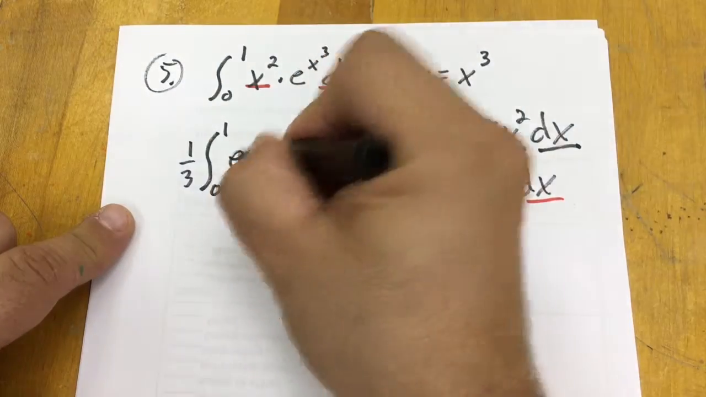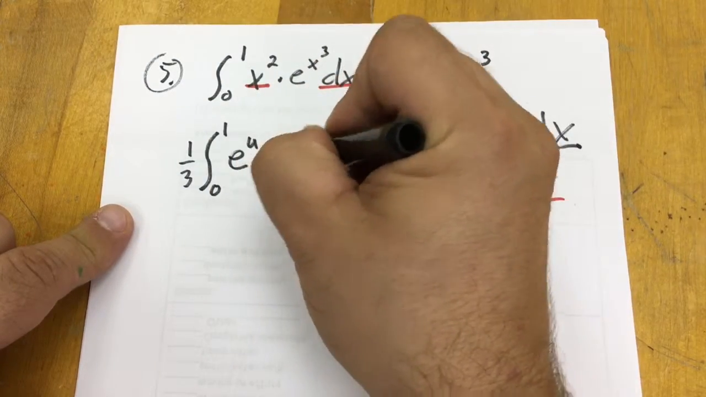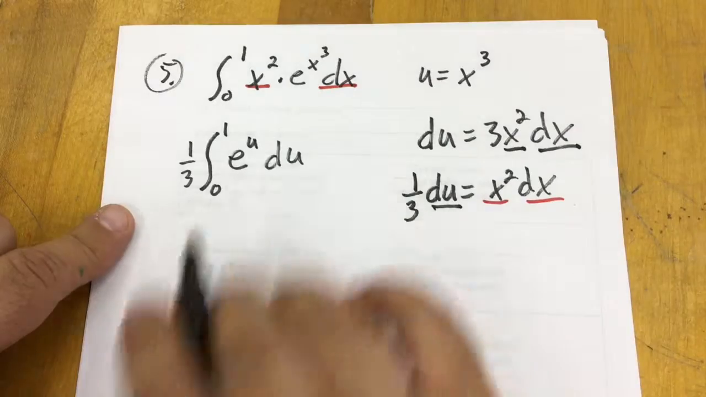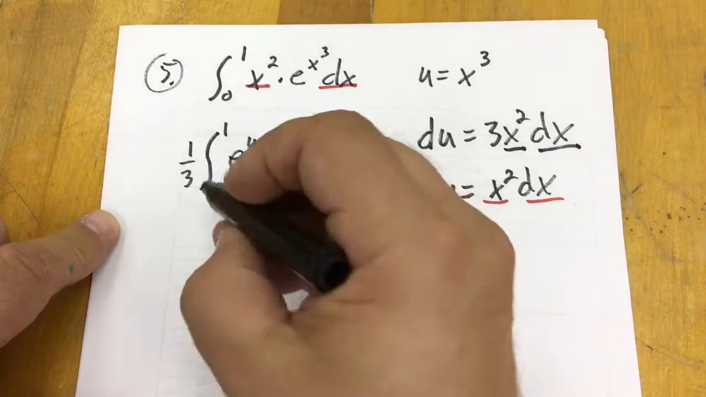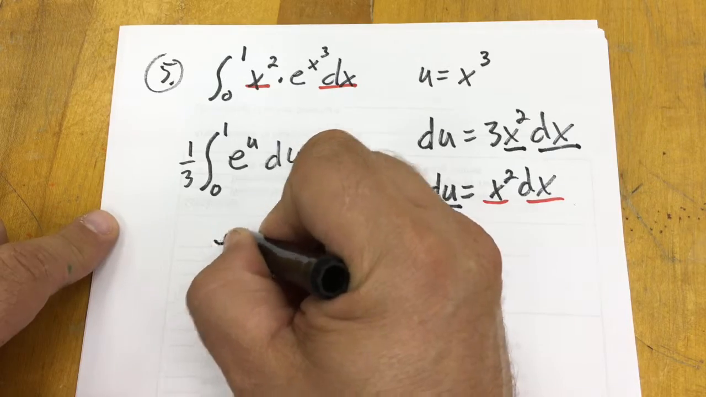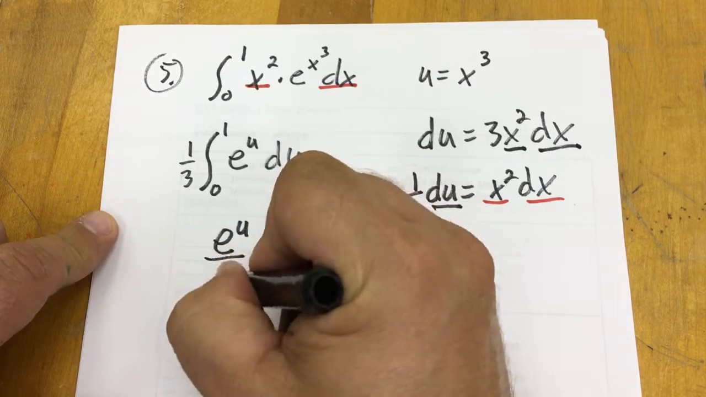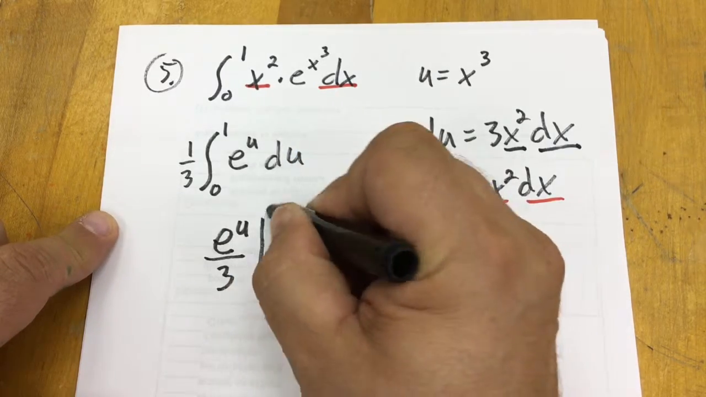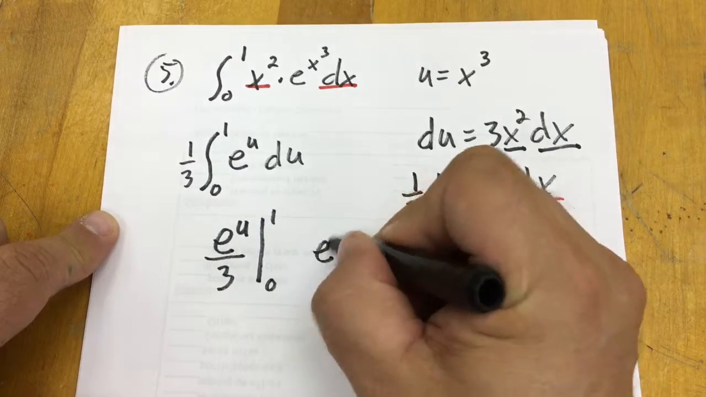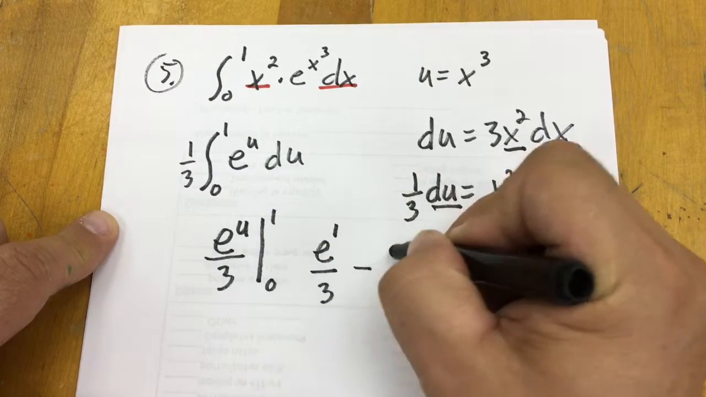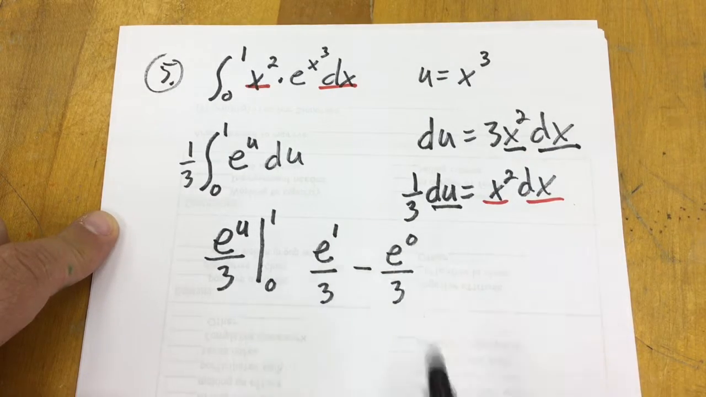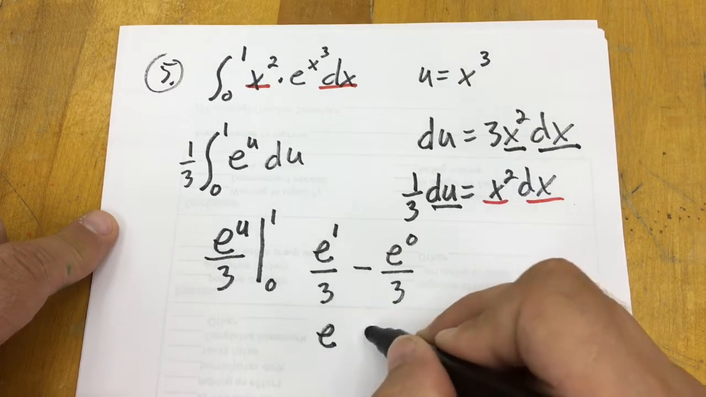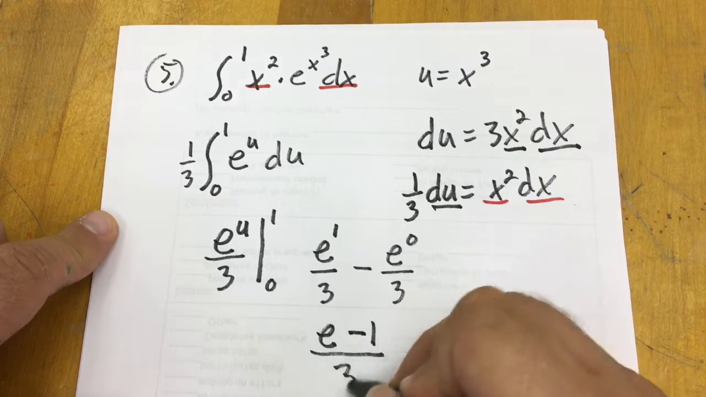And this is going to give me e to the u du now. That du goes there. I'm going to find the antiderivative of e to the u. And we like this. The integral of e to the u is going to be e to the u over 3, because of the 1/3, from 0 to 1. And let me plug that in. That's going to give me e to the first over 3 minus e to the 0 over 3. Let's recall that e to the 0 is going to be 1. So this basically is going to give me e minus 1 over 3.